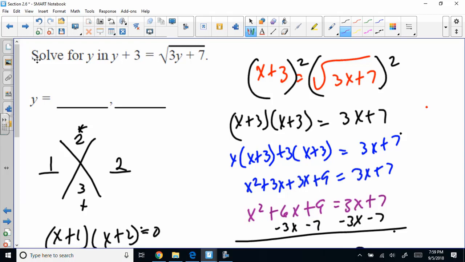But the most common mistake is people just square the x and square the 3, and then that's it. No, you're leaving off the 2ab, right? The 2 times the x and the 3. So it can speed things up if you want to. The more you know, the smarter you're going to work.